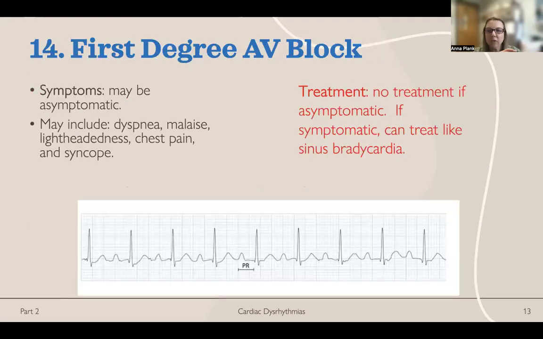Okay. So our first degree, if you look on this strip, you'll see that from the P wave until you get to the QRS is a little bit longer. Very consistent, still a regular rhythm. All the pieces are there, the P, the QRS, the T. It's just a bit longer, over 0.20, I believe, to get from the P to the QRS. Very asymptomatic, usually causes no problems. If for some reason it is causing a bradycardia, you can treat it that way. But really not anything that we are overly concerned about.